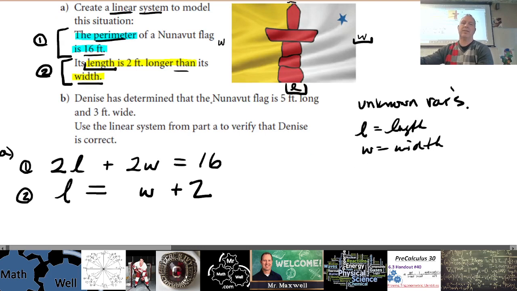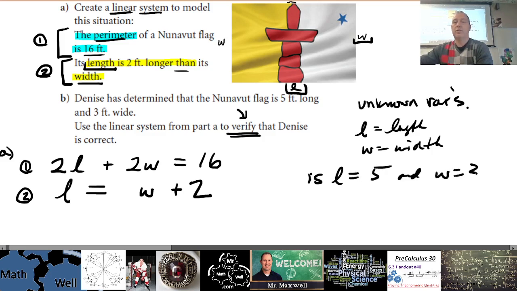Denise has determined that the Nunavut flag is 5 feet long and 3 feet wide. Use the linear system from part A to verify Denise's findings, to verify that she's correct. So we're not actually solving for L and W here yet. We are just verifying some possible solutions, okay? So does it make sense? Okay, so is L equal to 5 and W equal to 3?